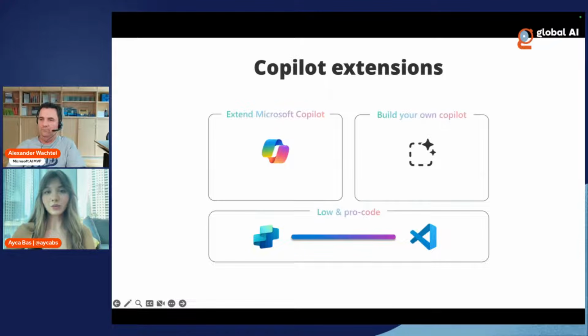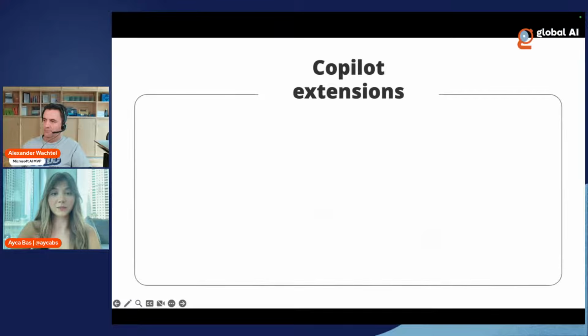As you all know, the Copilot stack has two ways of building experiences. One way is extending Microsoft Copilot itself, and the other way is building your own Copilot. You can use either low code or pro code. We're going to mostly focus on pro code and use Visual Studio Code, but you can also use low code options to build your own Copilot as well.